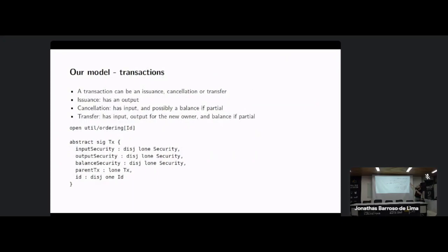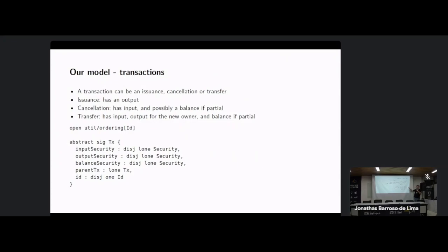So a transaction can issue, cancel, or transfer a certificate. So we have three fields: the input, output, and balance in a transfer. At issuance, it has only an output. It creates a security and stops there. A cancellation will consume a security. This input security will be marked as dead by having a terminal transaction.